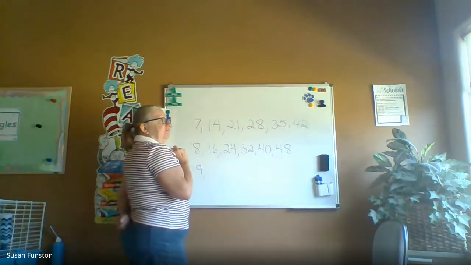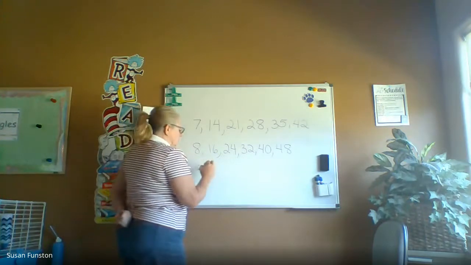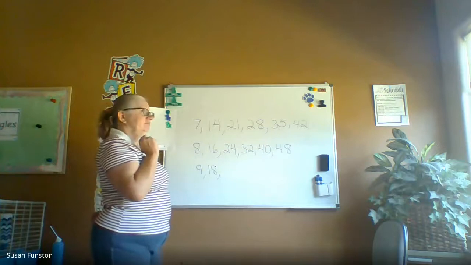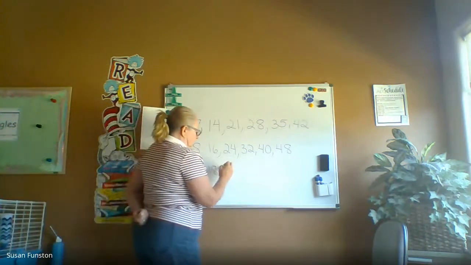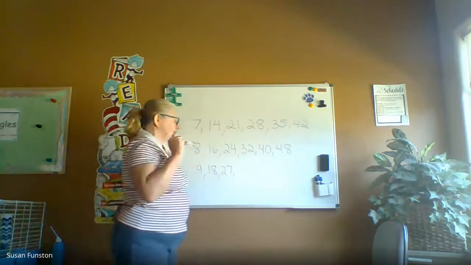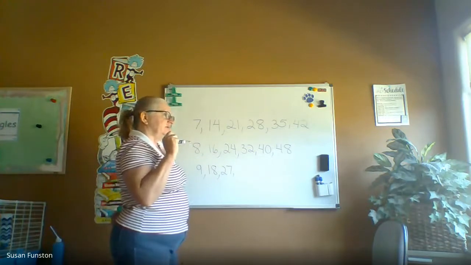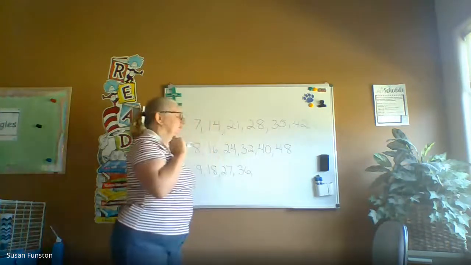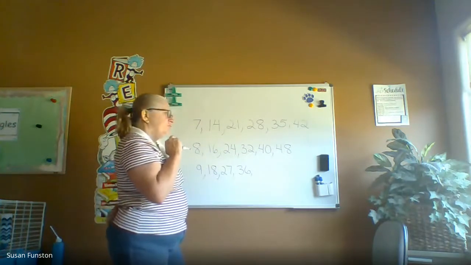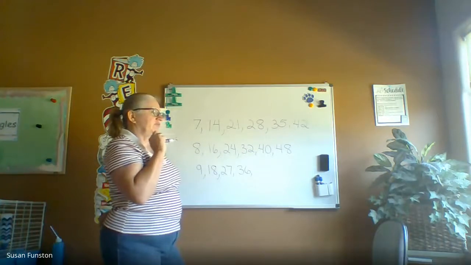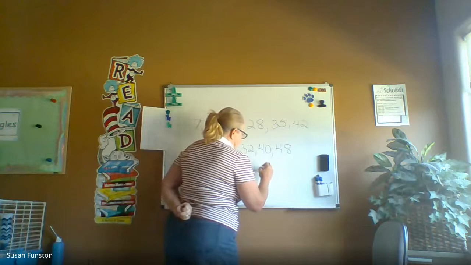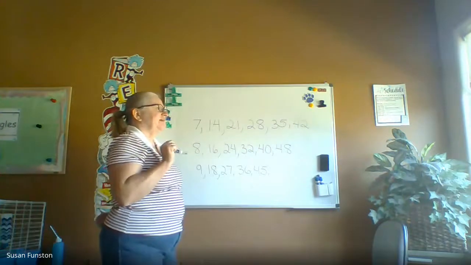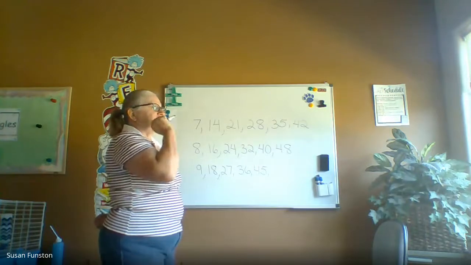So 9, 10, 11, 12, 13, 14, 15, 16, 17, 18, 19, 20, 21, 22, 23, 24, 25, 26, 27, 28, 29, 30, 31, 32, 33, 34, 35, 36, 37, 38, 39, 40, 41, 42, 43, 44, 45, 46, 47, 48, 49, 50, 51, 52, 53, 54.